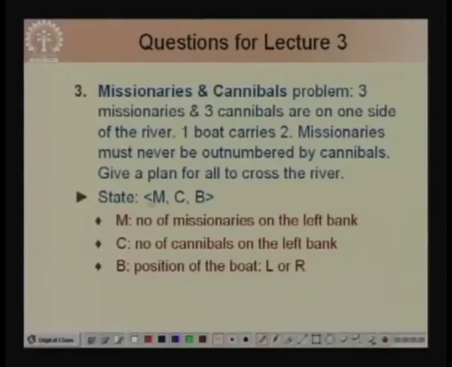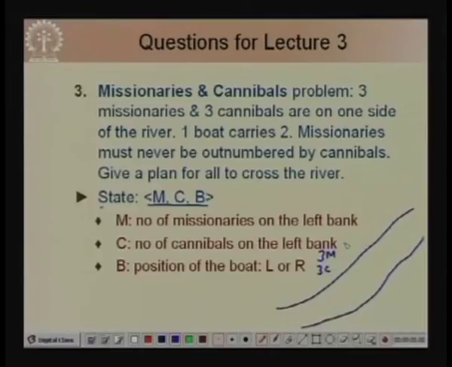Now, the answer to this is, one way of representing a state is by a 3 tuple, where we represent M, C, B. This is a river which the missionaries are trying to cross. Initially, we have 3 missionaries and 3 cannibals on the left side of the river. This is the left side and this is the right side, and we have one boat, and this boat is initially on the left side and can carry 2 people.